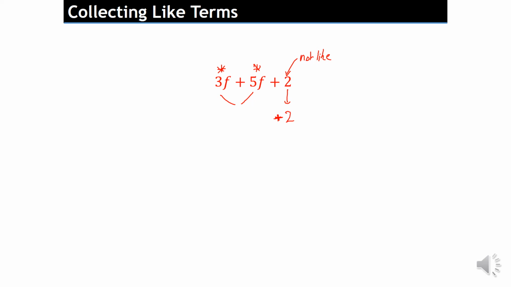So let's do what we did last time. So we've got 3 lots of f, add 5 lots of f. So how many lots of f do I have altogether? So 3 add 5 is 8. So altogether I have 8f.